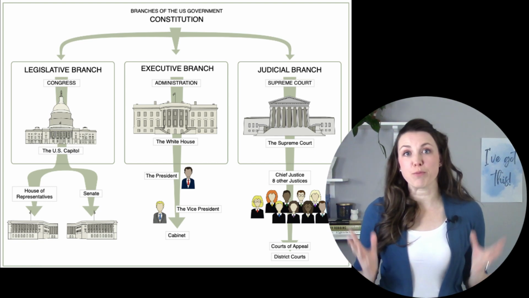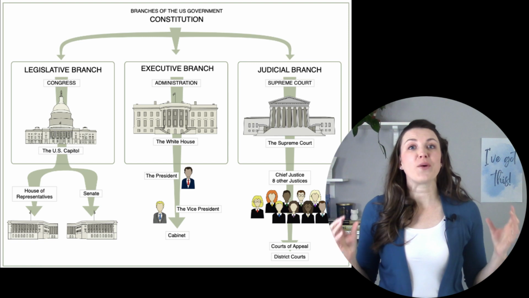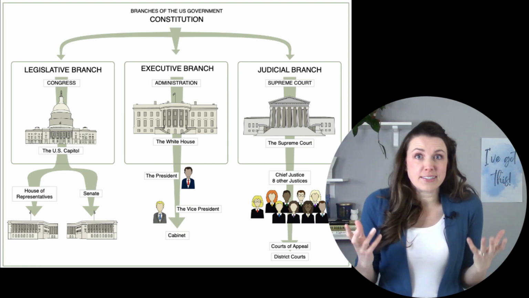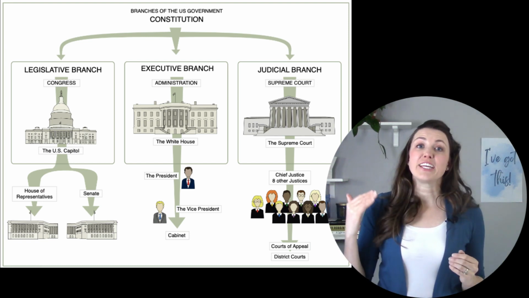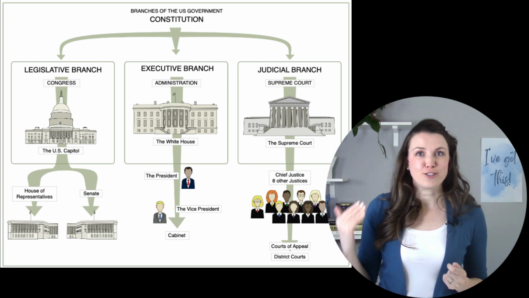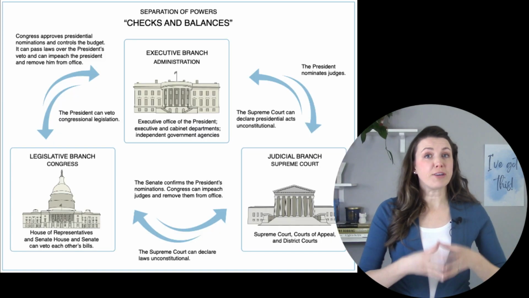Next is the executive branch, which consists of the president, the vice president, and the cabinet, which the president appoints to be on the cabinet. And finally, the judicial branch, which consists of the Chief Justice and the other 8 justices. And all 3 of these branches work together in the separation of powers called checks and balances. So basically, what that means is one of the branches does not have superiority over the other branches.